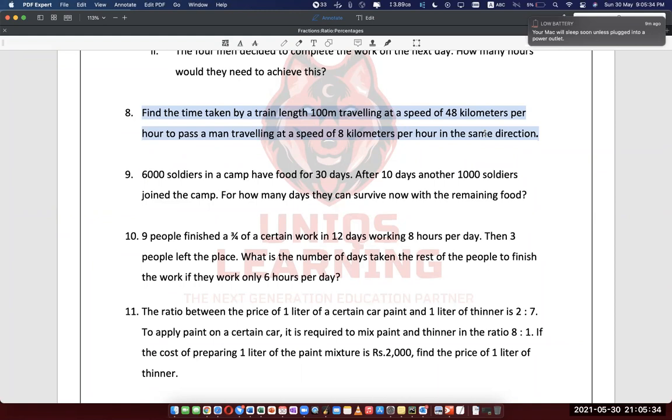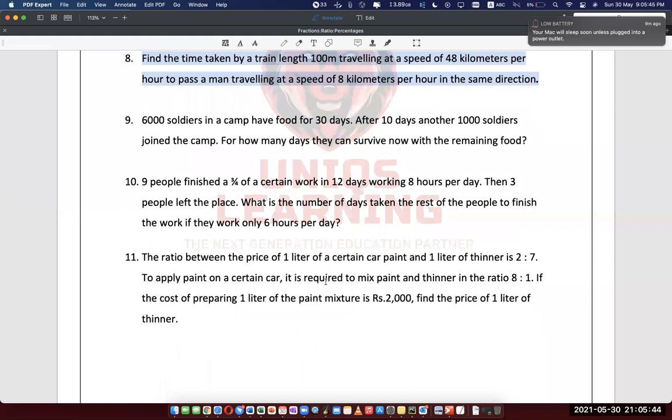Write it down, important question. And one last question, question number 9. Write it down and find the answer to question number 9 and tell me what the answer is.